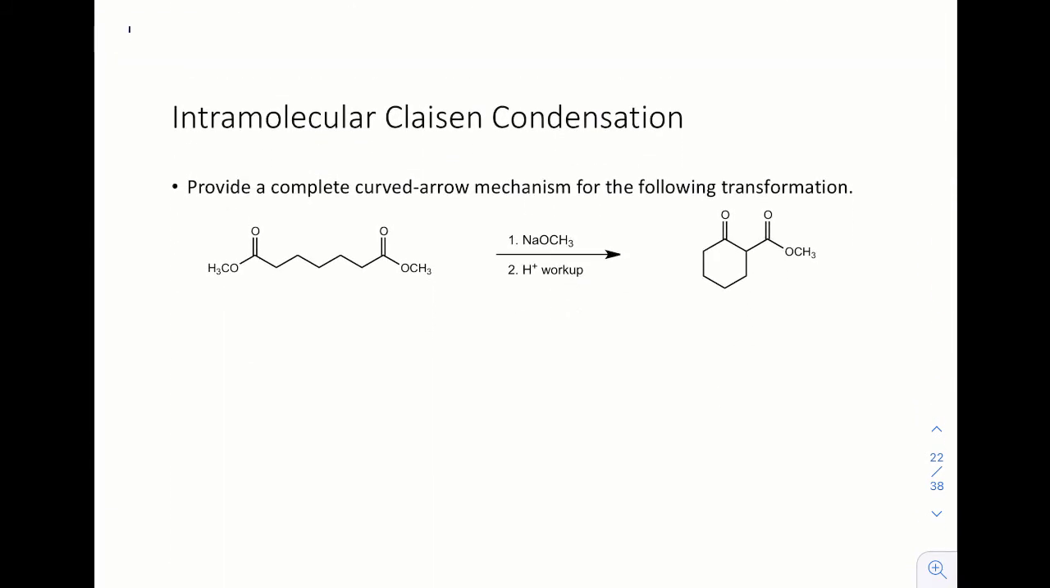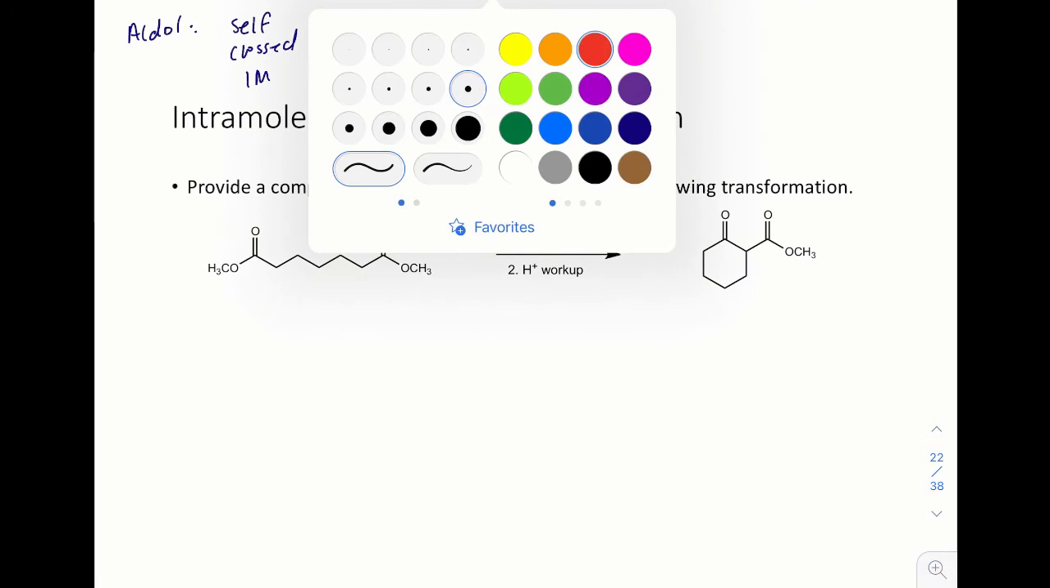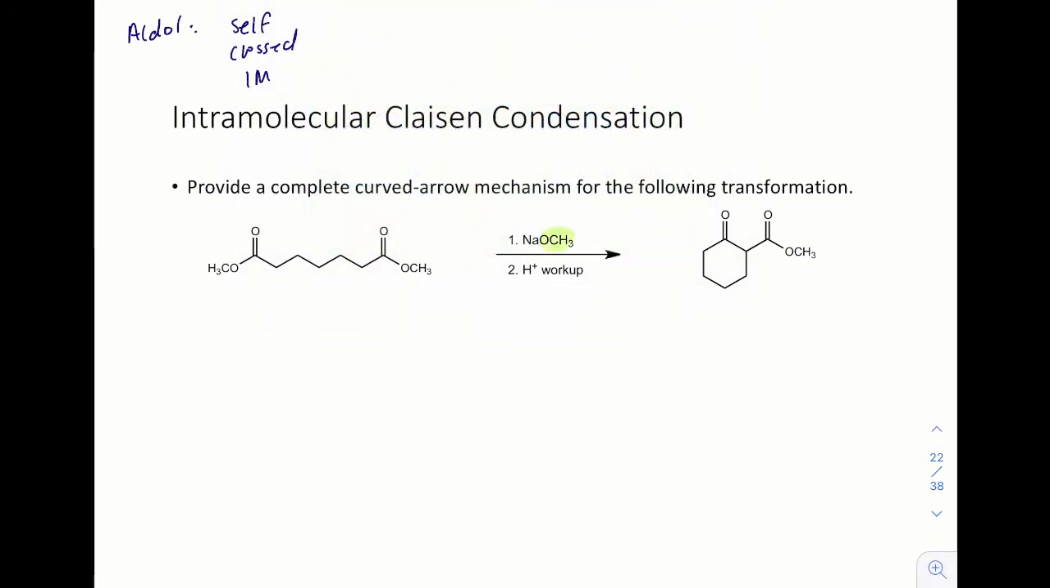As we said with the aldol, there were self, crossed, and intramolecular versions, and the Claisen will be no different. So this is an example of an intramolecular Claisen condensation. One other difference you can see is sodium methoxide is used instead of ethoxide as the base. And again, that is to avoid transesterification. So a different alkoxy group in the reactant, different alkoxy group used to deprotonate. So go ahead and provide a complete curved arrow mechanism for this transformation, and then we'll compare together.